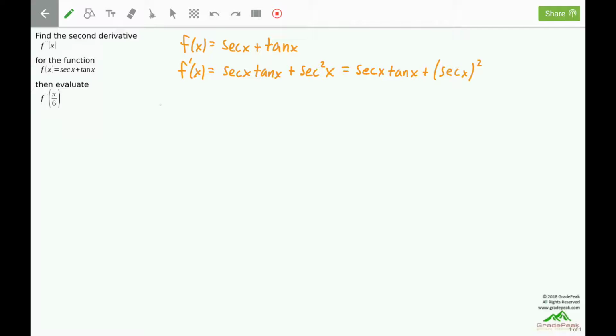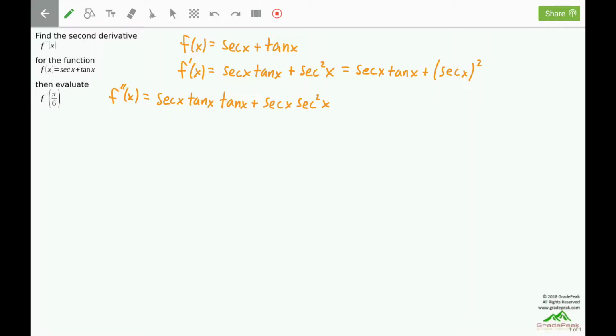Our second derivative, f double prime of x, will be, well, our first term is the product of two functions, so we're going to make use of the product rule there. The derivative of the first, the derivative of secant, is secant tangent of that x, times the second left alone, plus the first left alone, secant x, times the derivative of the second, the derivative of tangent, which is secant squared of x. So that's all the derivative of the first term.